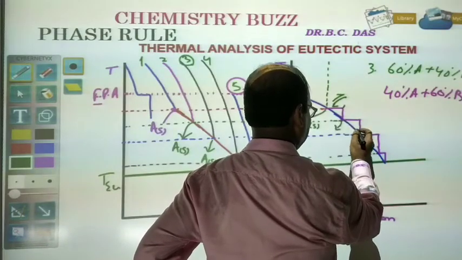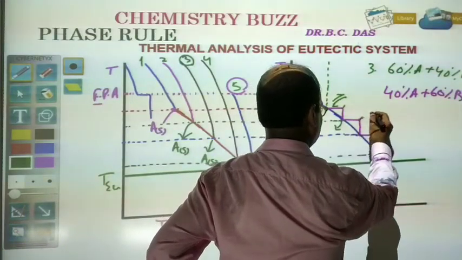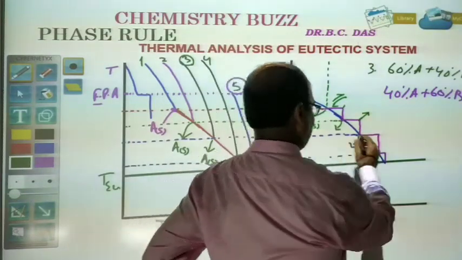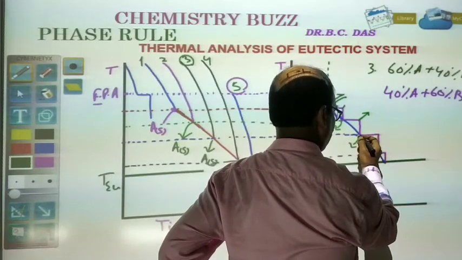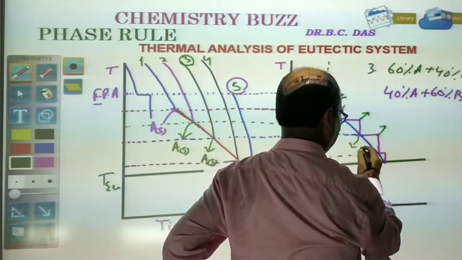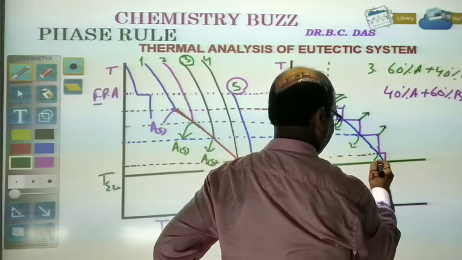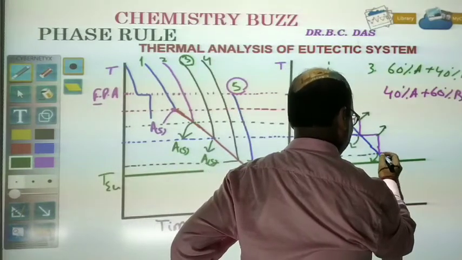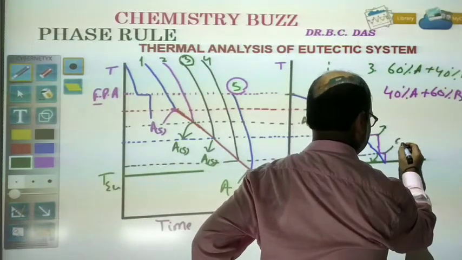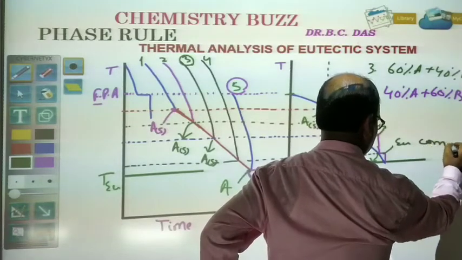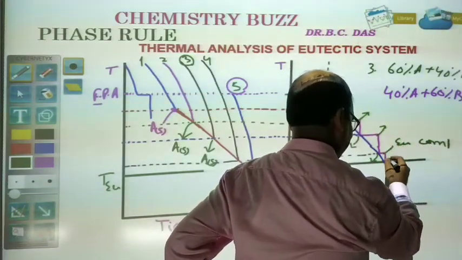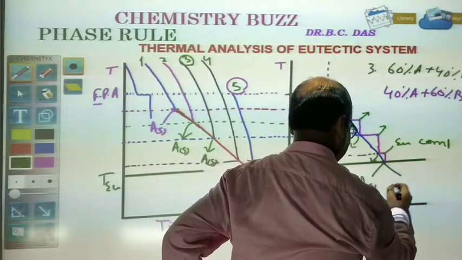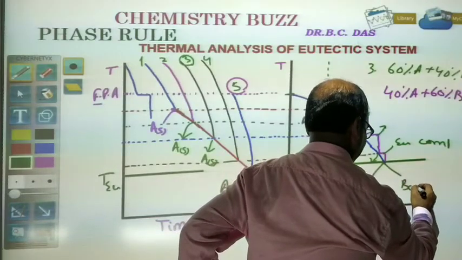Again the composition changes to here, and on further lowering, the solidification will start here. Again the composition changes to this point, and on further lowering, the solidification of A starts here. As solidification continues, the composition changes to the eutectic composition. So when this is cooled at this point, you will get solid A and solid B together.